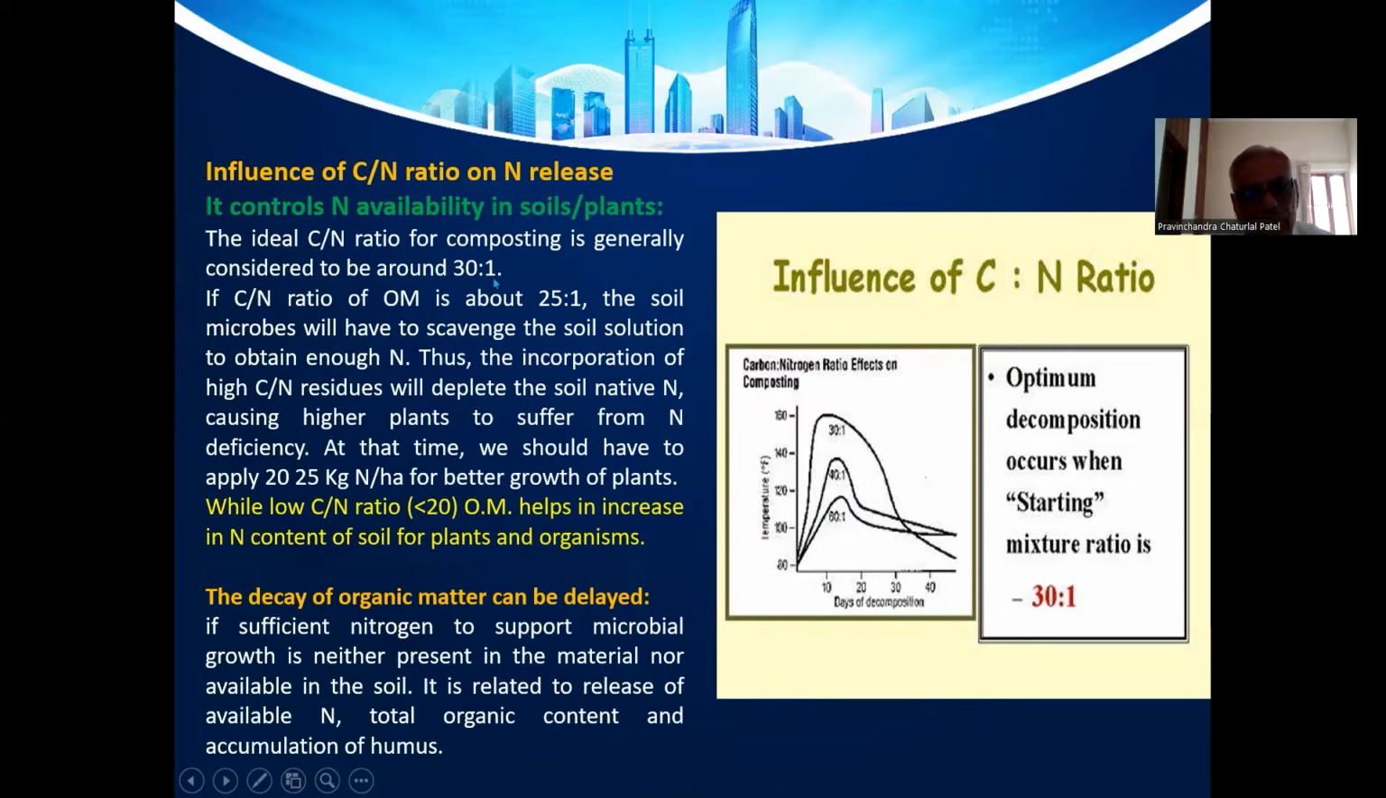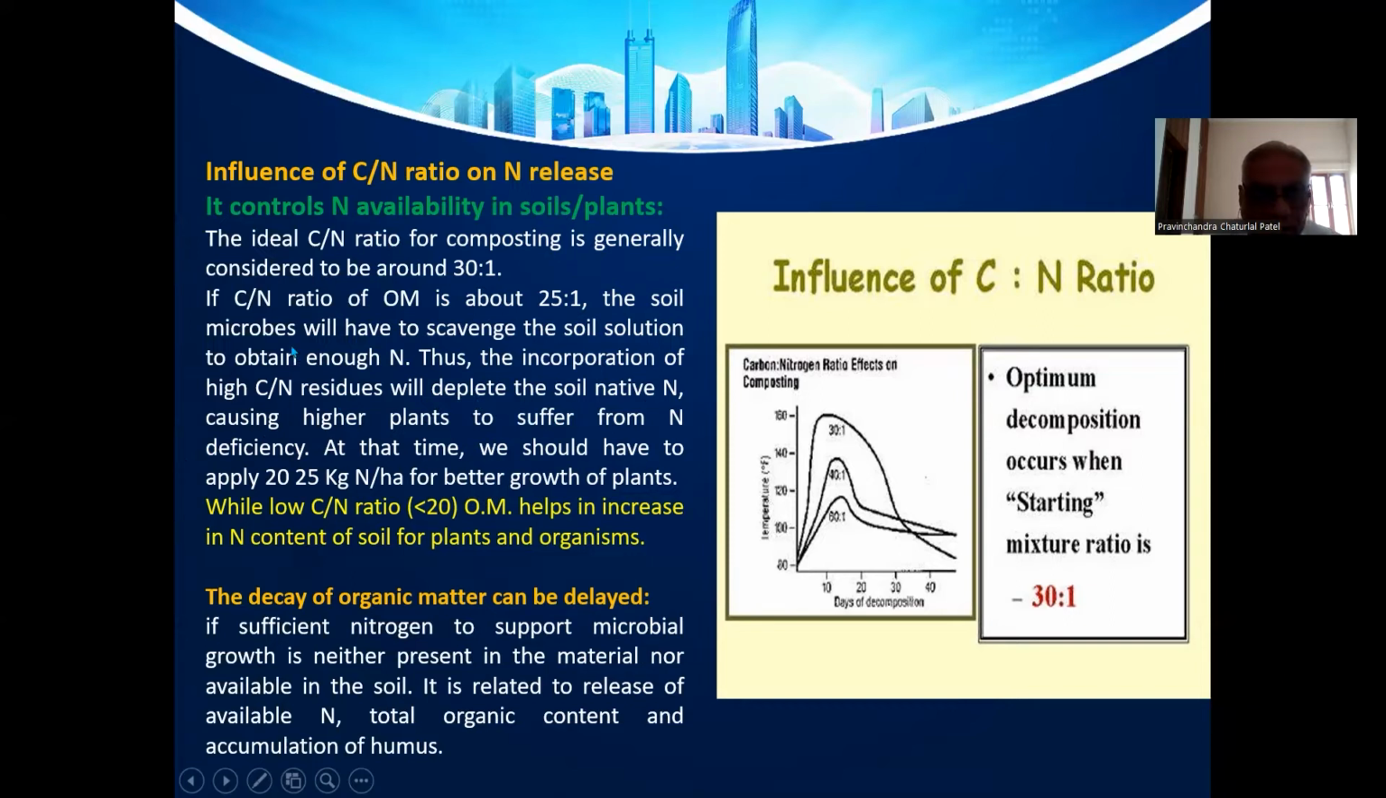Therefore, 30:1 is ideal. If the CN ratio of organic matter is about 25:1, the soil microbes will have to scavenge the soil solution to obtain enough nitrogen. Thus, the incorporation of high CN residue will deplete the soil's native nitrogen, causing higher plants to suffer from nitrogen deficiency.